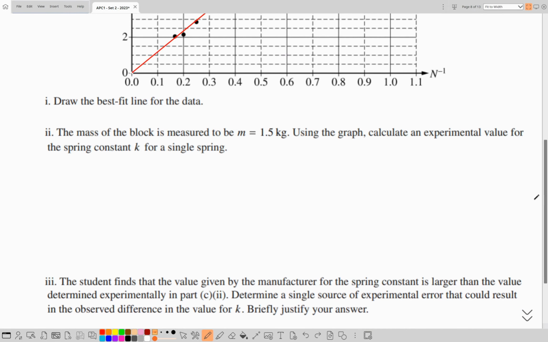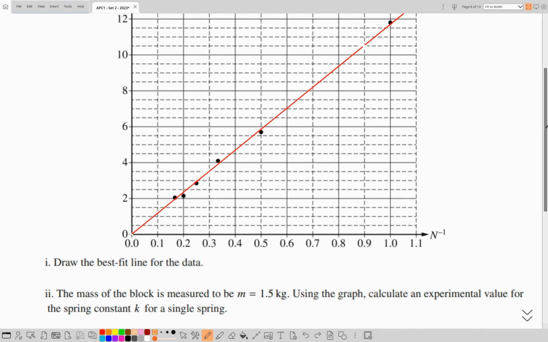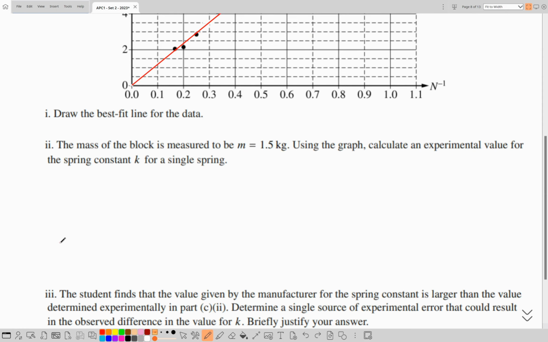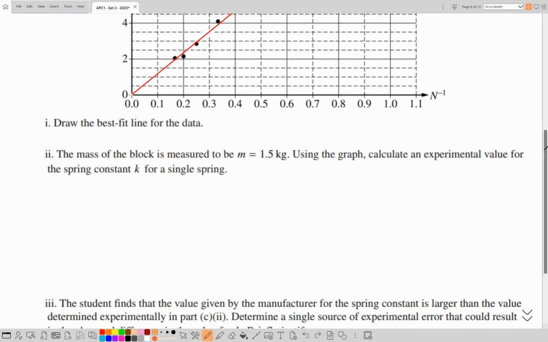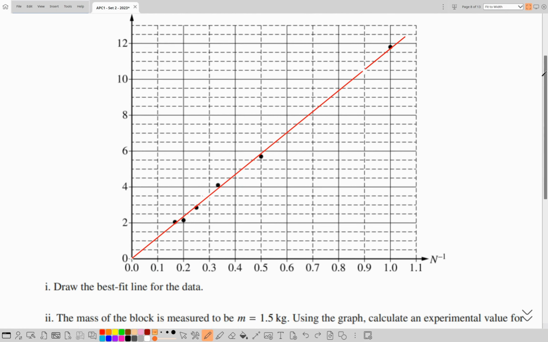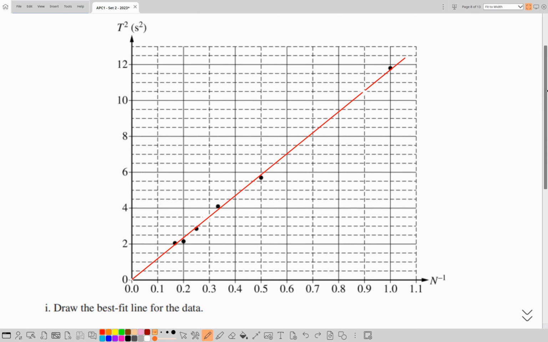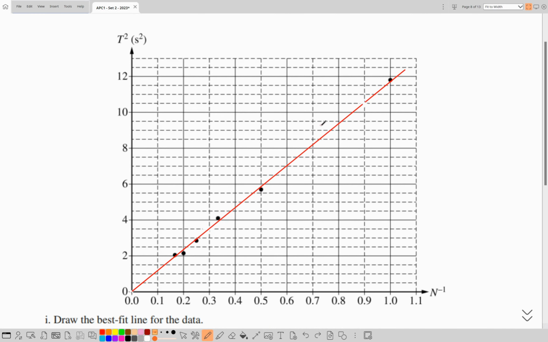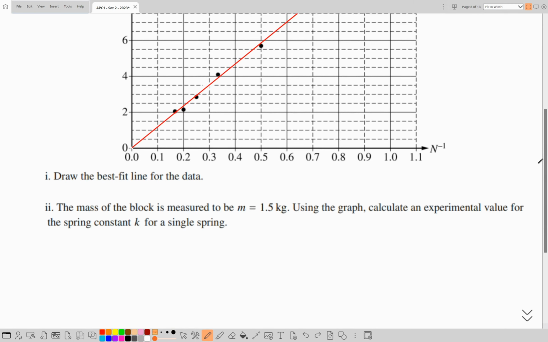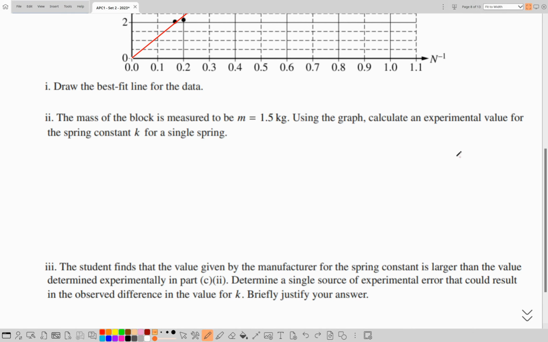Now in idea number 2, and remember this is splitting ideas, which means they are related to each other. Before I continue, what is the feature of a straight line? Here we're doing a skill which is linearization. It's basically to determine the slope or the intercept of the straight line and to determine physical quantities based on that. Now they're telling us the mass of the block is measured to be 1.5 kg.